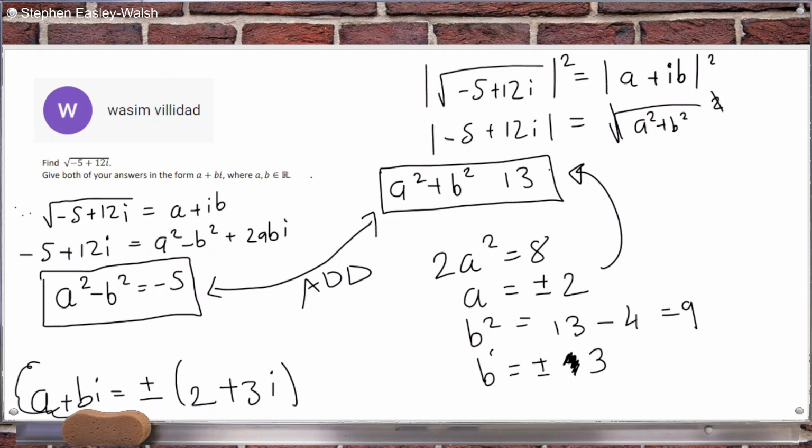And that's the answer. You can do it this way to avoid producing a quadratic equation, so it's a little bit more to the point. If we want, we can check the answer. If we square this out, we'll get 4 plus 12i minus 9, which is minus 5 plus 12i. Yeah, so that works out. And it doesn't matter if the minus is here, because when you square it out, the minus is gone.